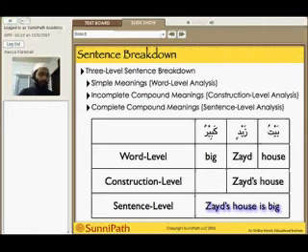A complete compound meaning is a compound meaning conveyed by more than one word, such that the compound meaning is a complete sentence. An incomplete compound meaning is a construction, which is a sub-sentence entity that conveys a compound meaning, but it's an incomplete compound meaning because it's not a complete sentence.